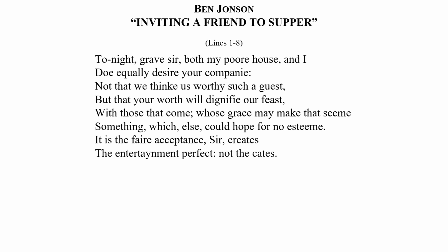Tonight, grave sir, both my poor house and I do equally desire your company, not that we think us worthy such a guest, but that your worth will dignify our feast with those that come, whose grace may make that seem something which else could hope for no esteem. It is the fair acceptance, sir, creates the entertainment perfect, not the cates.